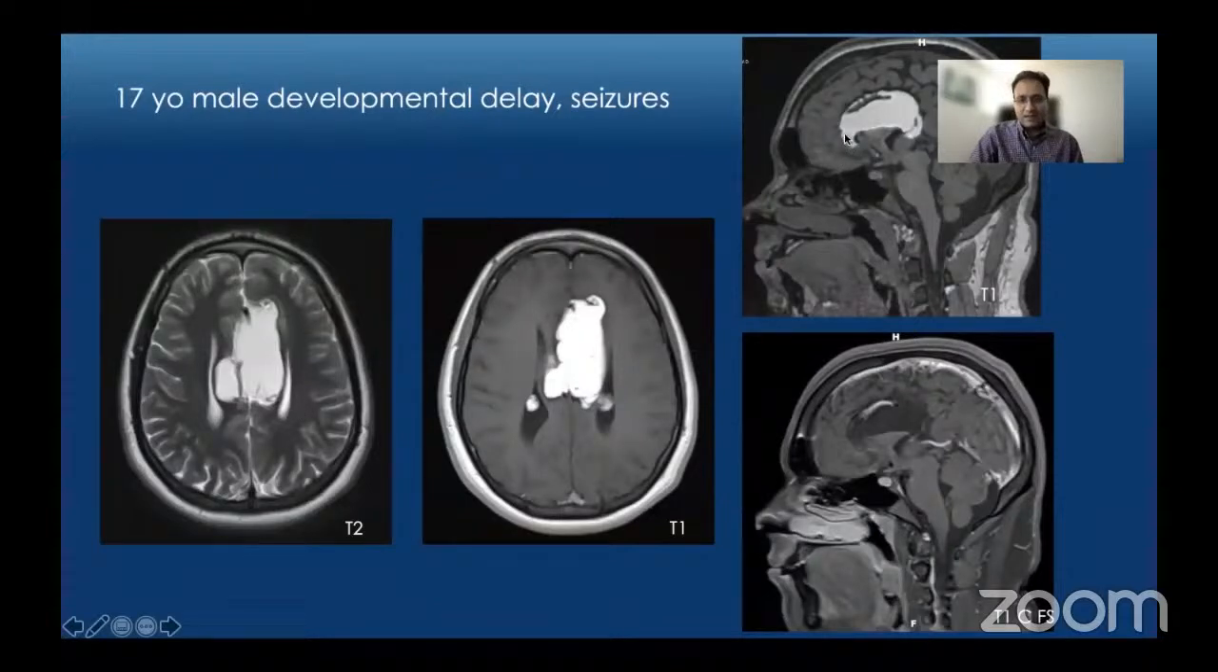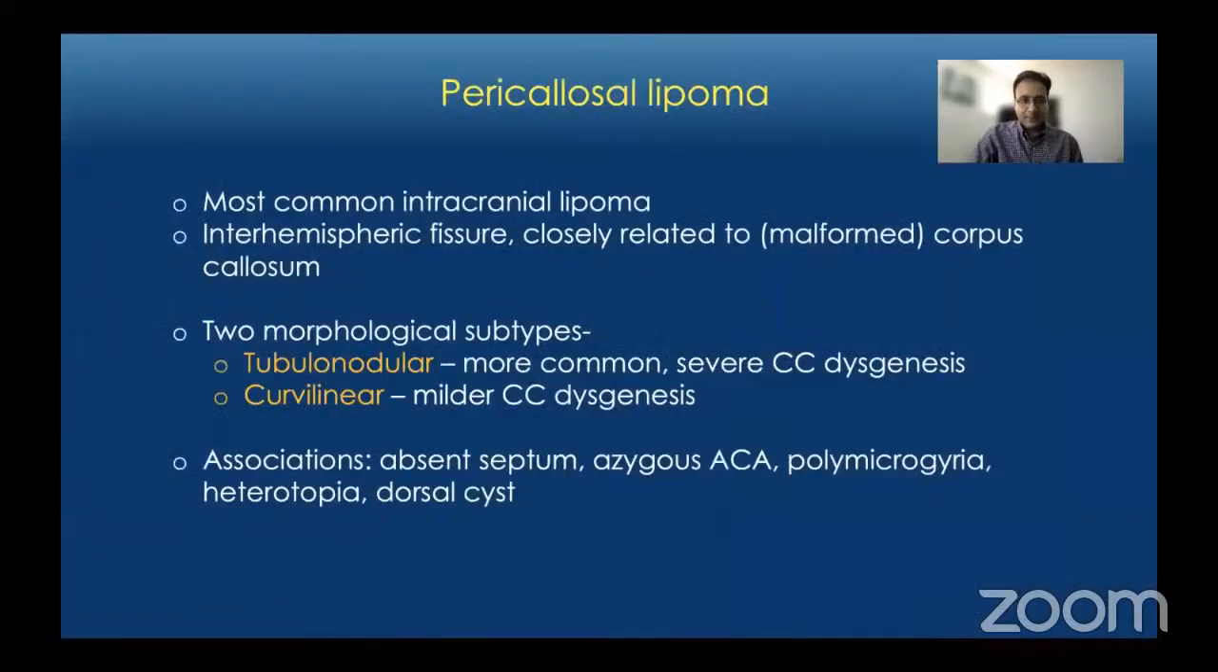On the sagittal T1 weighted images, we see this lobular T1 hyperintense mass in the region of the corpus callosum, which completely suppresses on fat-saturated sequence. This is an enhancing vessel through that region. So the findings are suggestive of a pericallosal lipoma with dysgenesis or absence of the corpus callosum.